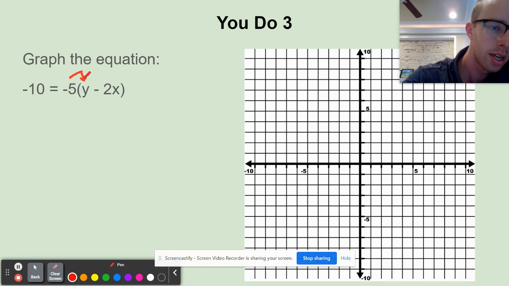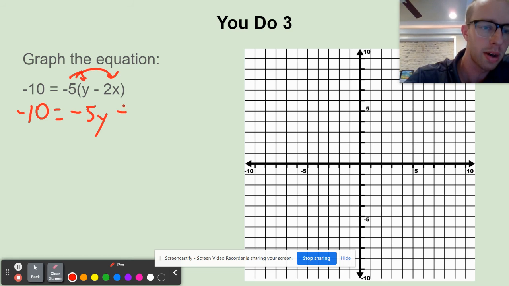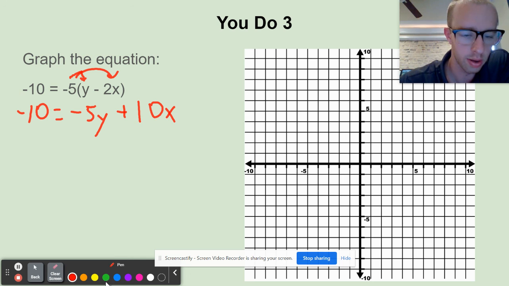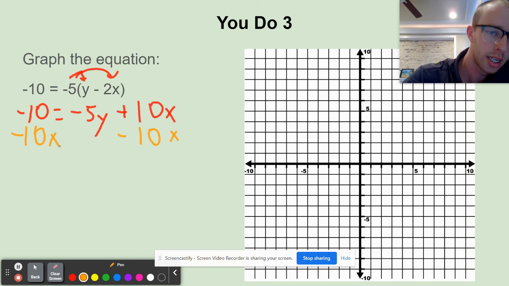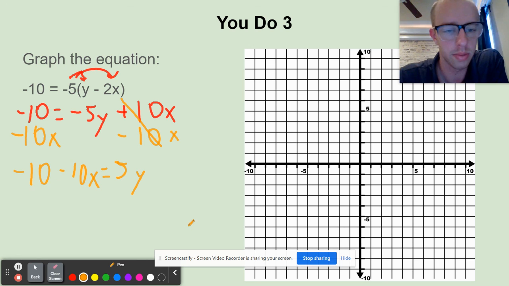Start by distributing. This side just drops down. Negative 10 equals negative 5y times negative 2x is positive 10x. All right, so now I need to get this y by itself here. I'm going to start by subtracting 10x from both sides. These cancel, so on this side I'm just left with 5y. On this side, however, I can't do a negative 10 minus 10x, so I'm just going to write negative 10 minus 10x because those are not like terms.